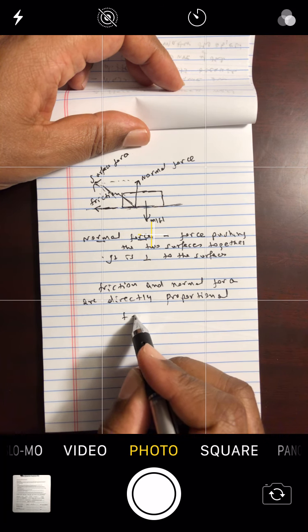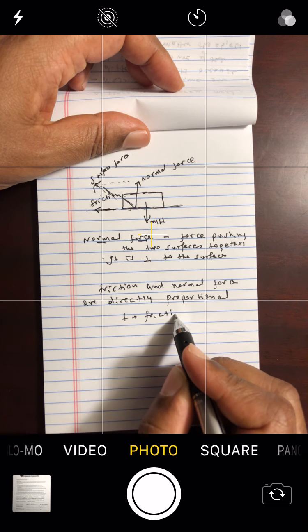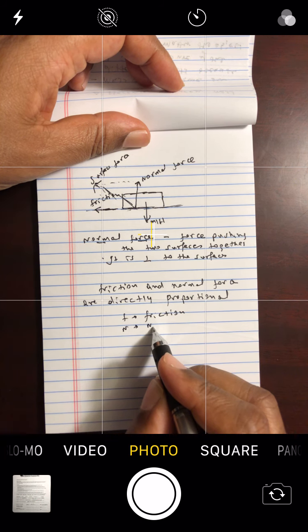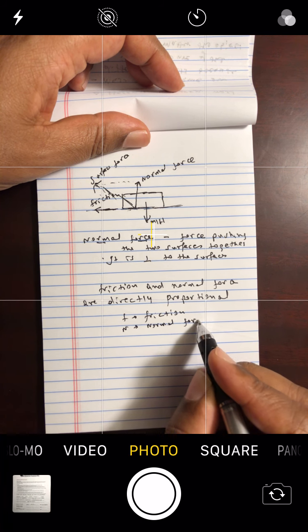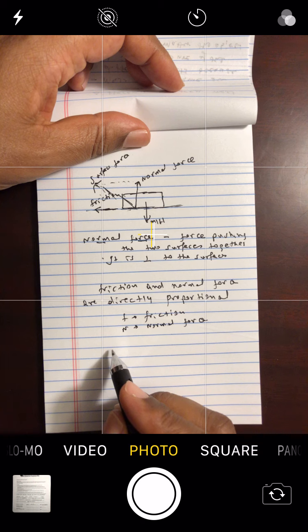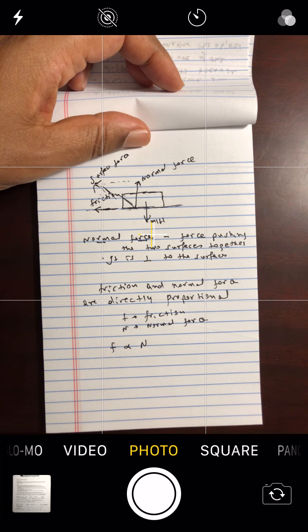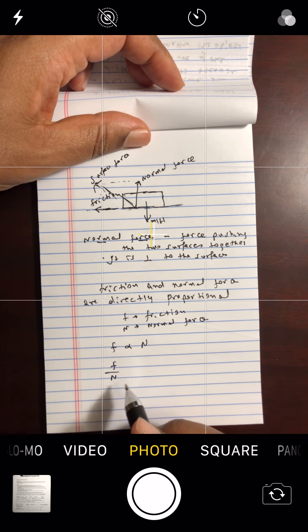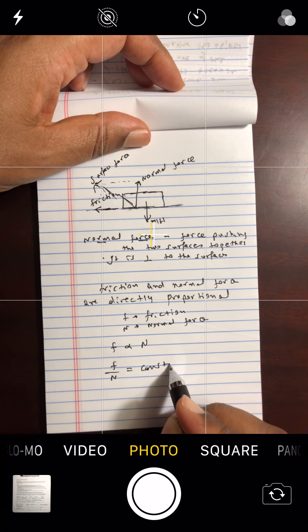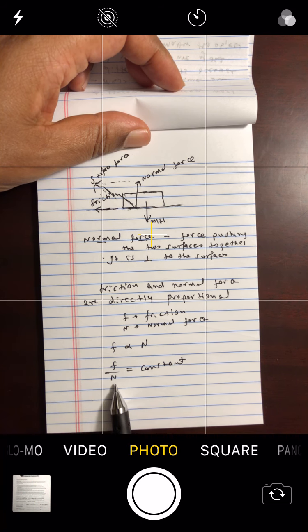Okay, so if I use F for friction and N for normal force, the force pressing the two surfaces together, then we're saying the force of friction is proportional to the normal force. That is, if we double the normal force, friction will double. If we triple the normal force, friction will triple, and so on. Mathematically, what this means is the ratio F over N remains a constant. If you double the normal force, this will double, so the ratio remains the same. If you triple, this one triples, so the ratio always remains a constant.